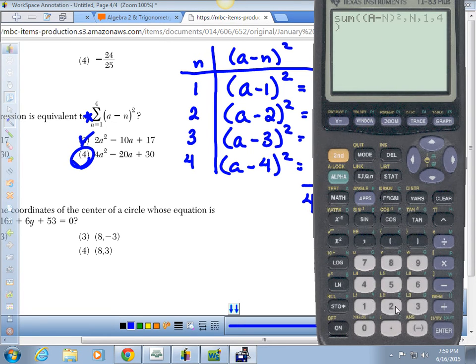Are you guys getting the same there? Summation of a minus n squared. Let's do this. Let's change the n to x. It's still giving you the error.